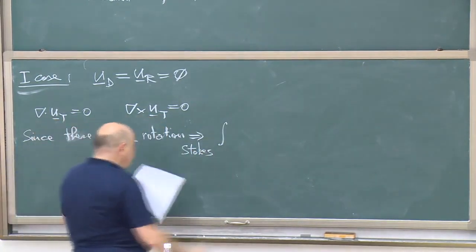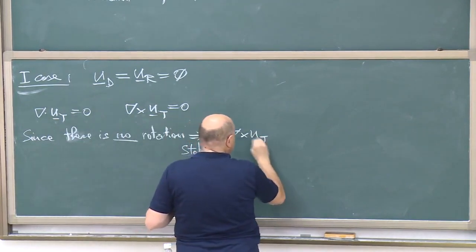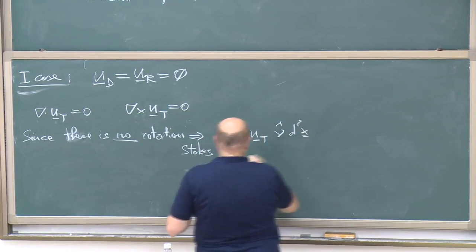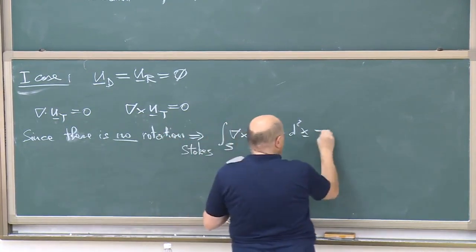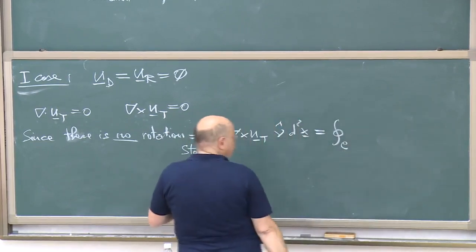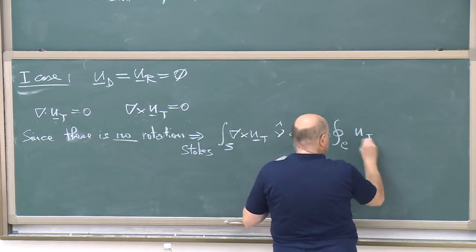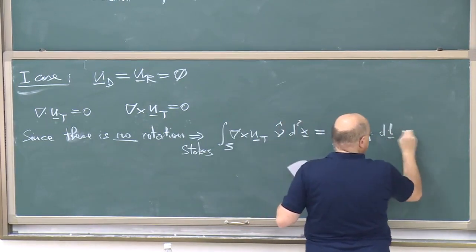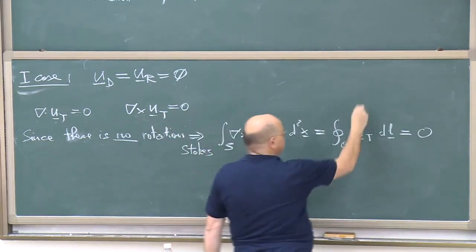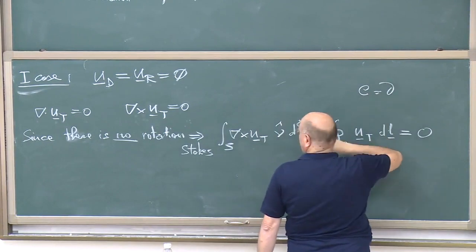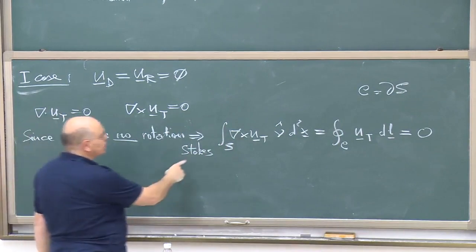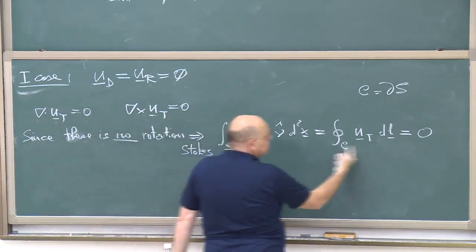We use the Stokes theorem, and we have the curl of ut dA over some surface, and this is exactly the integral along the boundary of this surface of ut dl. And this is zero because there is no rotation. I use C as the boundary of S. Okay, there is no rotation. I use Stokes. This is zero, so evidently this is zero.